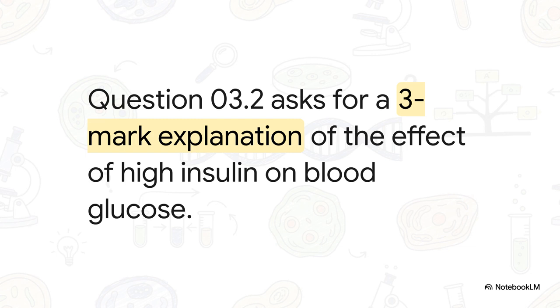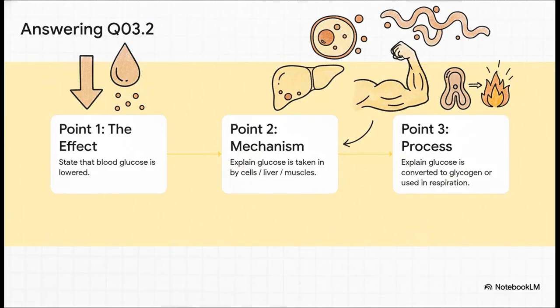Next up, a 3 marker. That's our cue that we need to give 3 separate correct points. It's not just about one fact. It's about showing a clear chain of events. Let's see how the official mark scheme breaks this down. To nail all 3 marks, you need a specific structure. Think of it like a checklist.